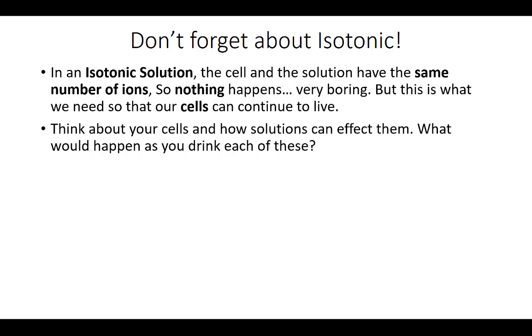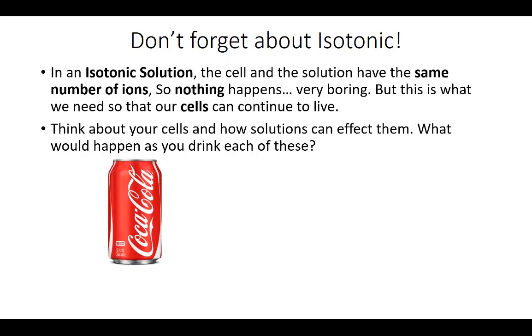So think about this for a second now. How would your cells respond when you drink these different drinks based on their solution type? Let's look at the first one. Okay, so we got a Coke. Coke's got a lot of sugar in it. Do you think it's got more sugar than the cells, like say your cheek cells? I think so too. I think it has a lot more. So what would happen to your cheek cells when you drink Coke? Well, there's more sugar in the Coke, so the water is going to run out of your cells towards the sugar in the Coke. So your cells would dehydrate. So this would be a hypertonic solution.